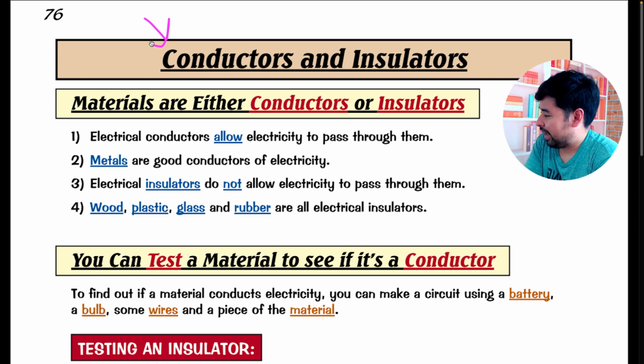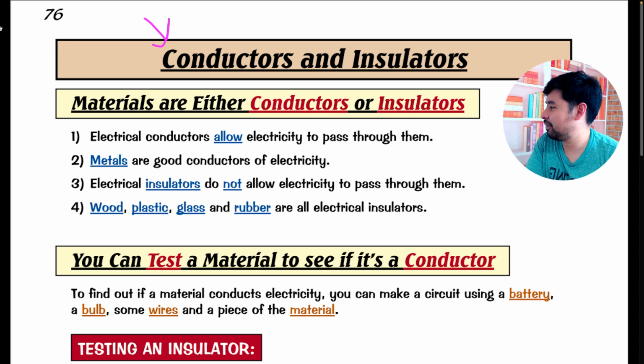So, subheading: Materials are either conductors or insulators. I mean, they can be both. Like "materials are either" means the materials can be the two options: they are conductors or they are insulators. Teacher, I forgot what is conductor or what is insulator. So go back to the page before and check it out.